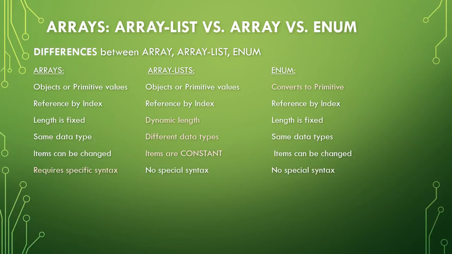Arrays and enums have fixed lengths, but array lists have dynamic lengths. Arrays and enums have the same data type, or have to have the same data type, and array lists do not. They can have different data types. And arrays and enums, their items can be changed, but in an array list, the items are constant. They never change. And arrays require specific syntax, those brackets, and array lists and enums do not.